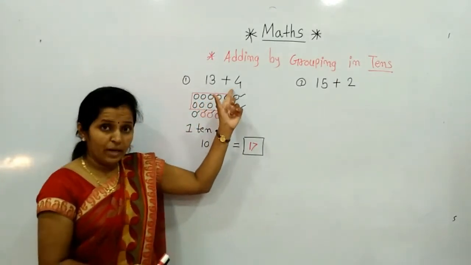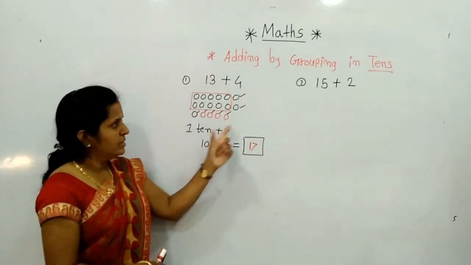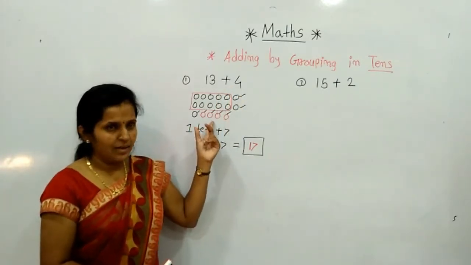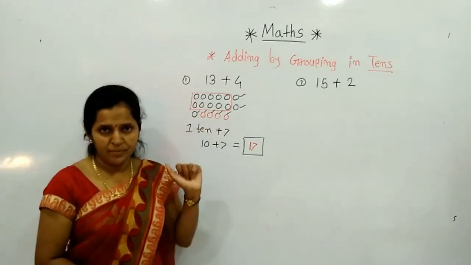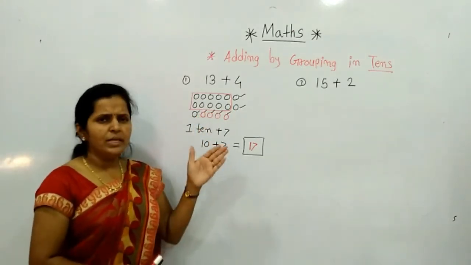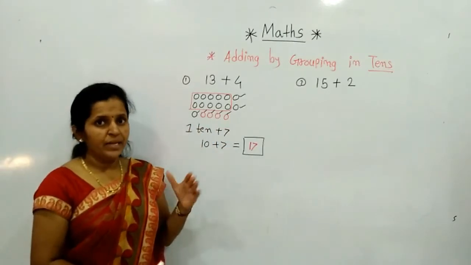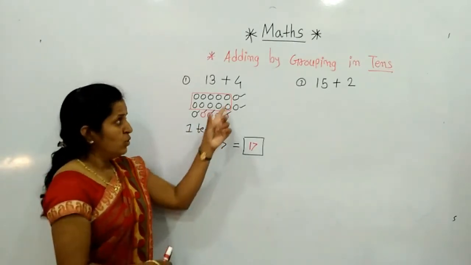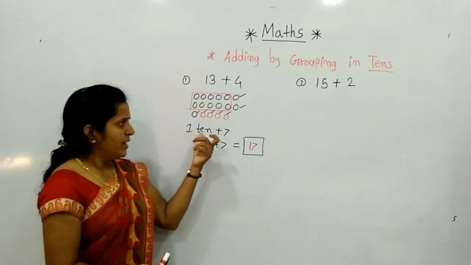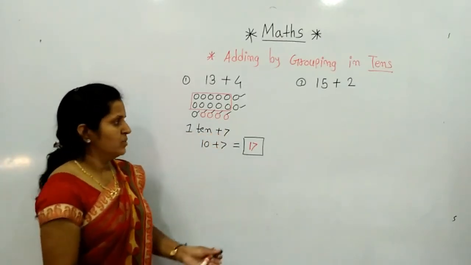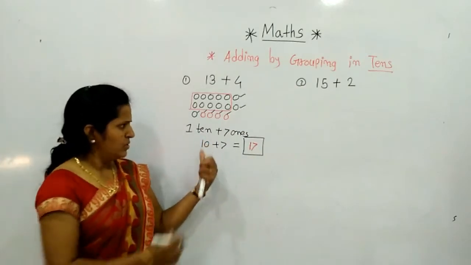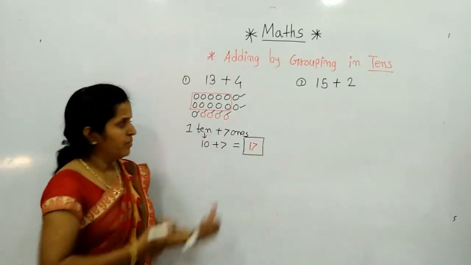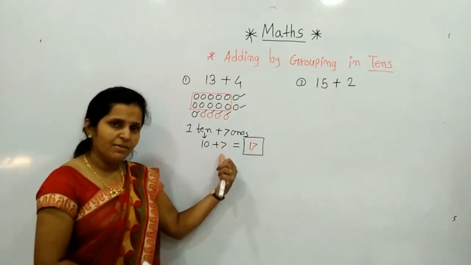But here again one number is given, and this 4 indicates the red circles. Let's count: 1, 2, 3, 4, 5, 6, 7. As I said, whenever the number is less than 10, it is in ones. So 7 ones. 1 ten plus 7 ones. What is the meaning of 1 ten? It means 10. So 10 plus 7 ones means 7.